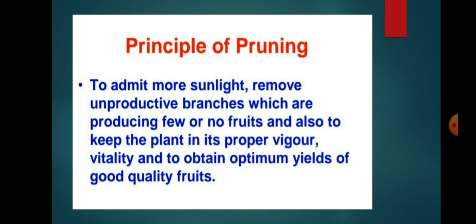To admit more sunlight, to remove unproductive branches which are producing few or no fruits, and also to keep the plant in proper vigor, not too much vigor and not too little. And to obtain optimum yields of good quality fruits. This is the principle of pruning.